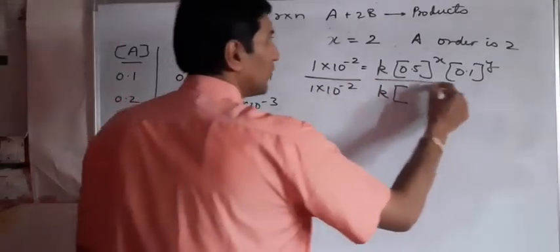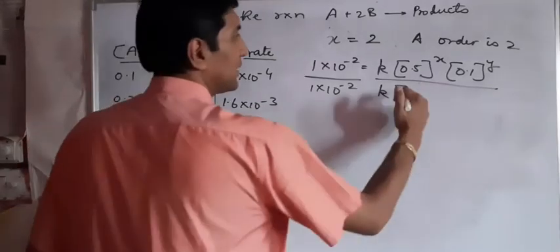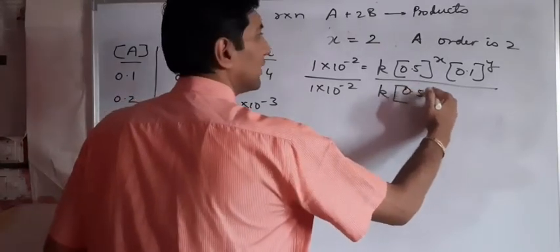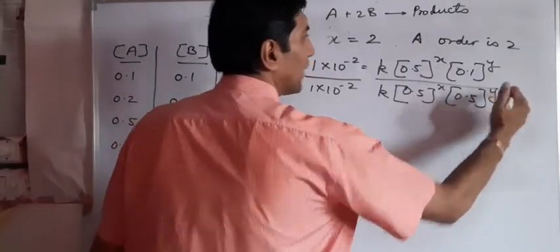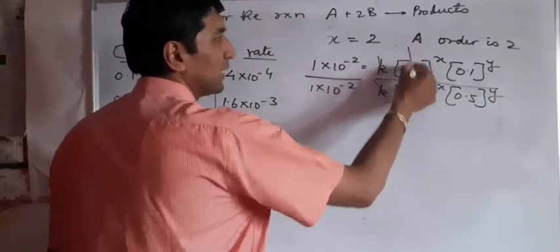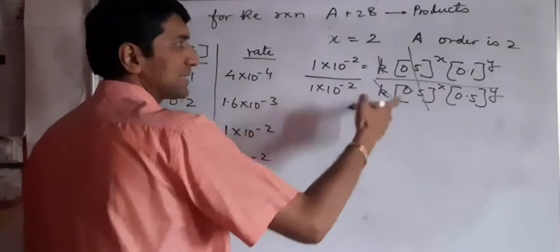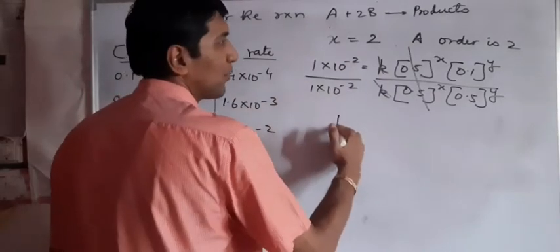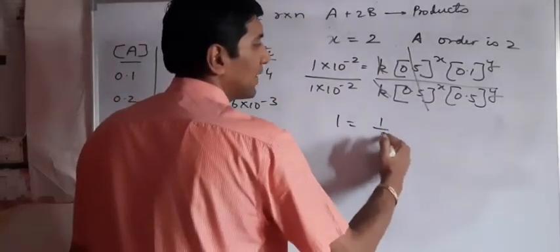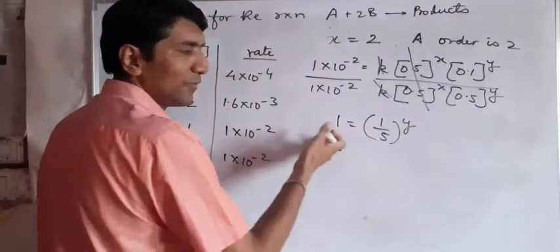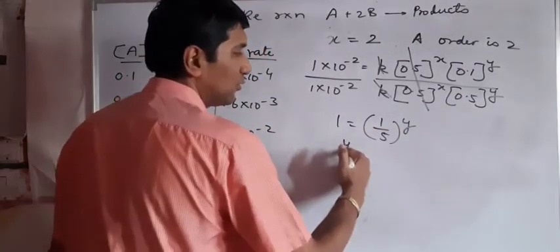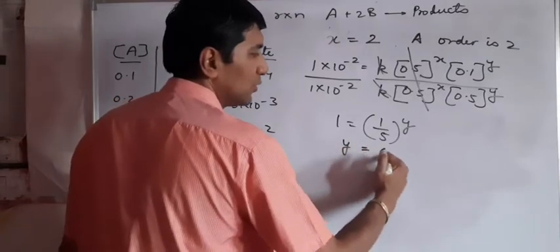This value will be 0.5 raised to power X and 0.5 raised to power Y. Again cancel off the common values. So when you're cancelling off the common values, what are you getting? Getting 1 is equal to 1 by 5 raised to power Y. Anything raised to power 0 will be 1. So therefore the value of Y is equal to 0.